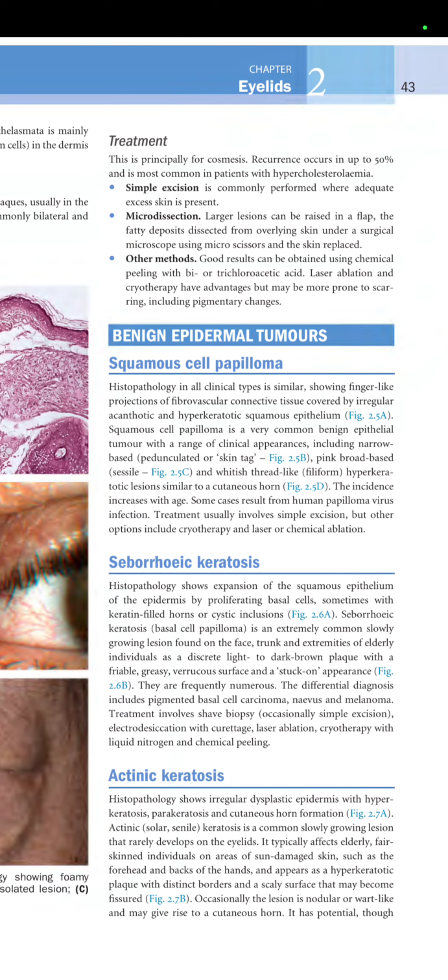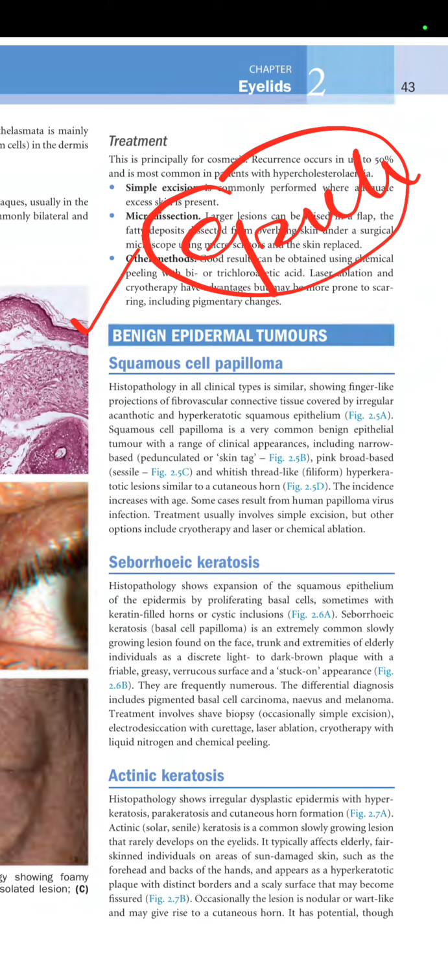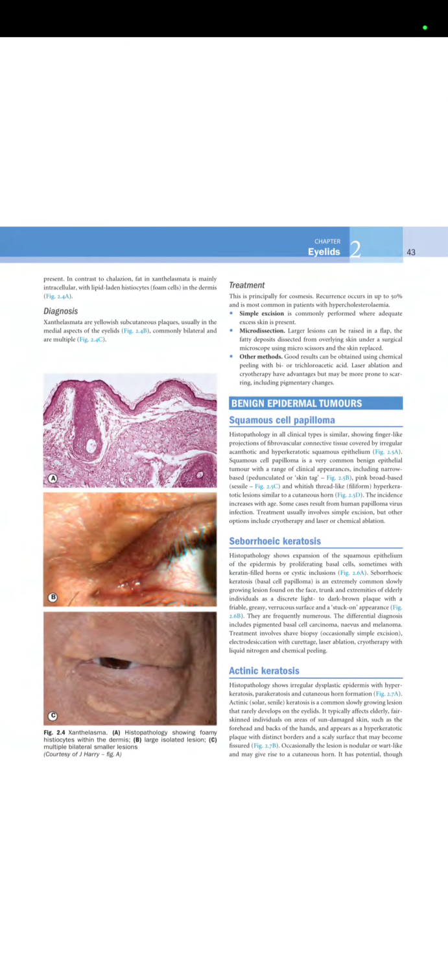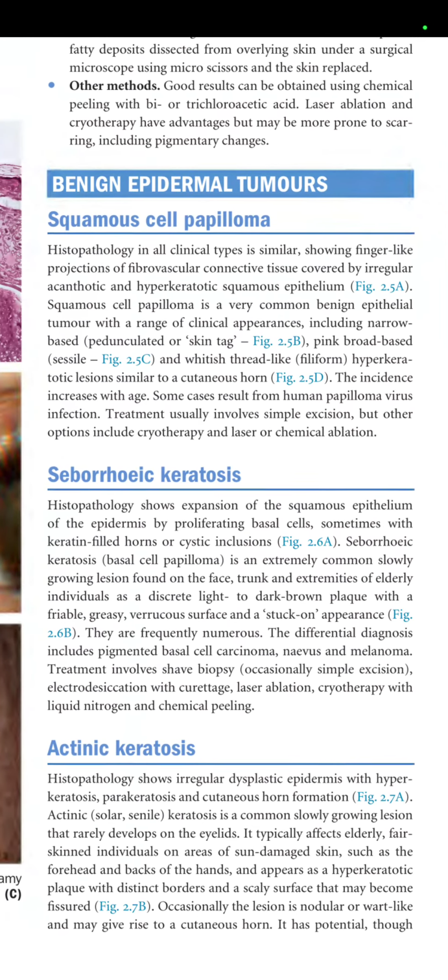These are basically the tumors that involve the epidermis, and they are benign. What is benign? That they are not invasive, and they are not spreading. So we have squamous cell papilloma, seborrheic keratosis, which is also known as basal cell papilloma, and actinic keratosis, and that's it for the benign epidermal tumors.